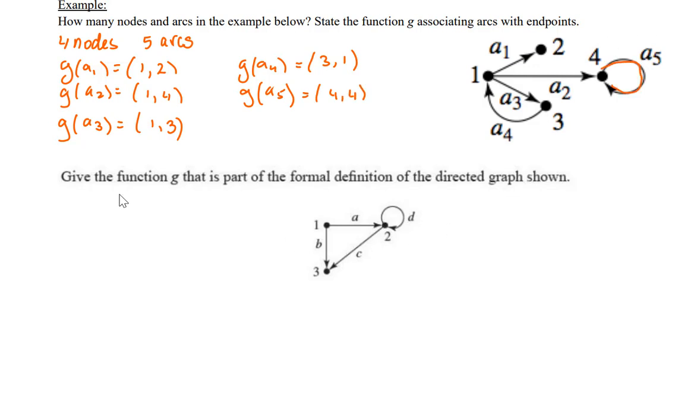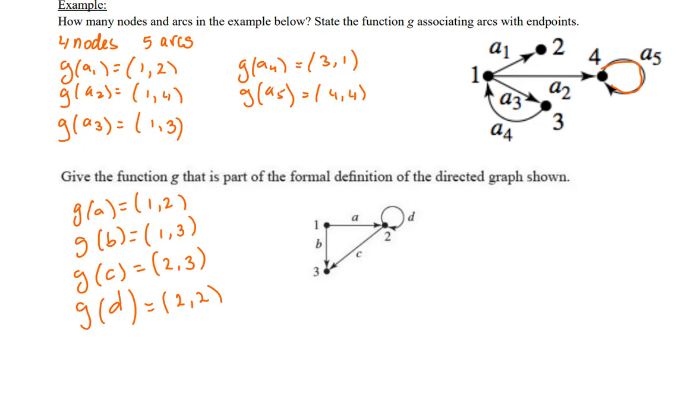Let's look at another example here. Give the function g that is part of the formal definition of the directed graph shown. So here is another directed graph. We just need to find out what the function for this graph is. Take a minute and try it. As we can see, G of A starts at 1 and ends at 2, G of B is 1, 2, 3, G of C is 2, 2, 3, and G of D is 2, 2, 2.